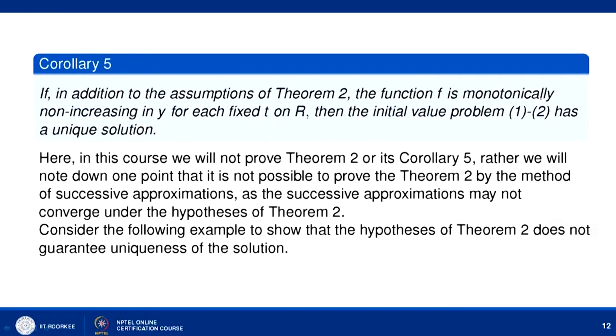So, moving on, what we have done is we removed the Lipschitz condition on f, and we have no guarantee that the solution is unique or not. But if, in addition to the assumption of Theorem 2, the function f is monotonically non-increasing in y for each fixed t on R, then the initial value problem has a unique solution. So to compensate for the loss, if we put one more condition, that f is monotonically non-increasing in y for each t, then we regain the uniqueness of the solution.